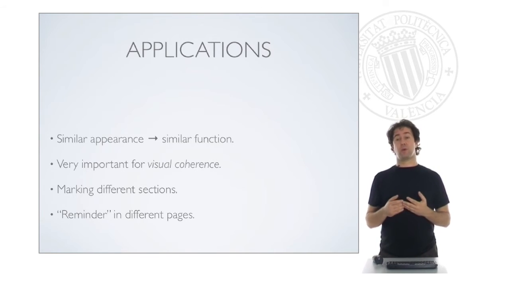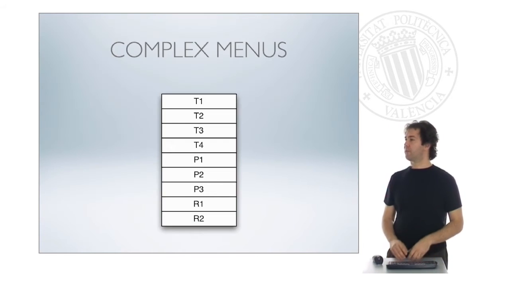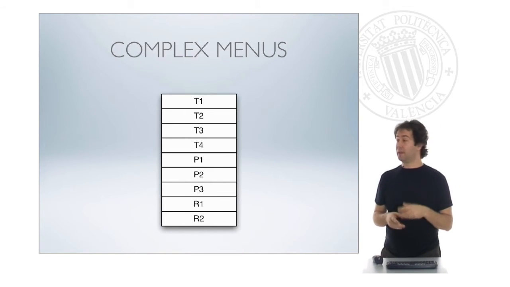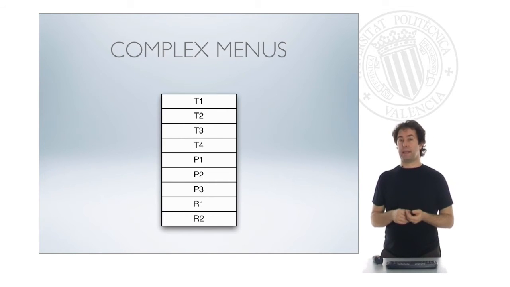It's very important for using it as a tool, such as, for example, marking different sections or as a reminder. We're going to see examples of this right now. Let's see the first one. For example, here we have a menu with 9 elements. These 9 elements may be the 9 sections we're displaying here.